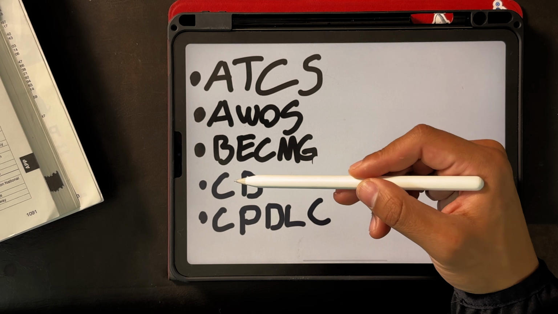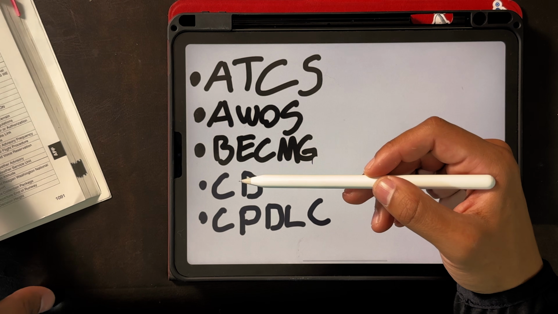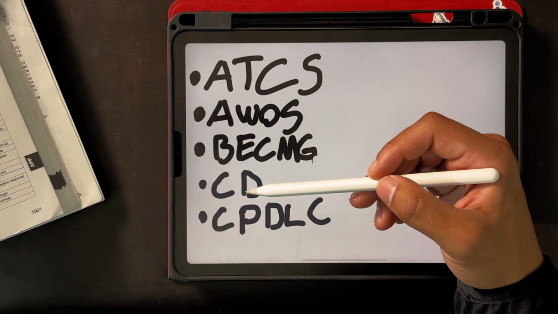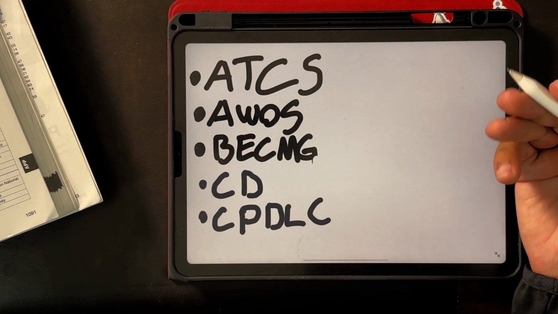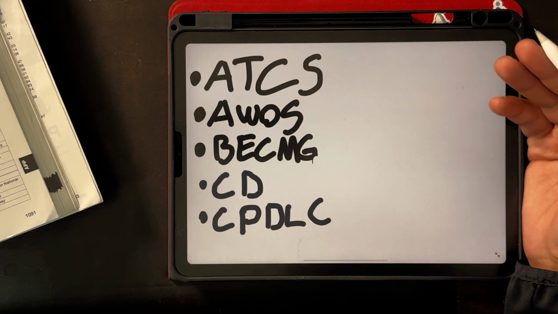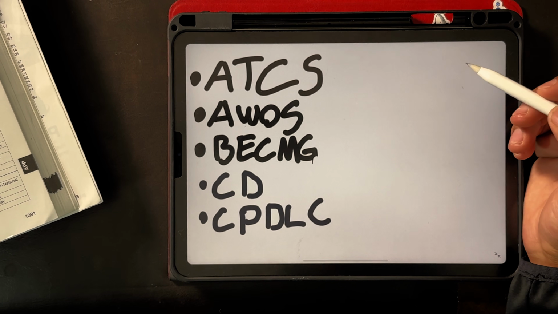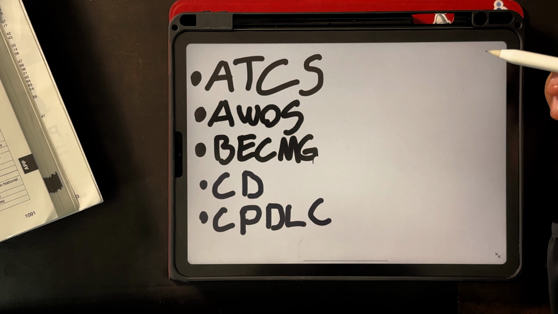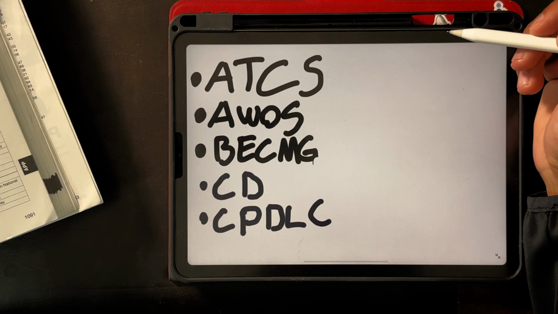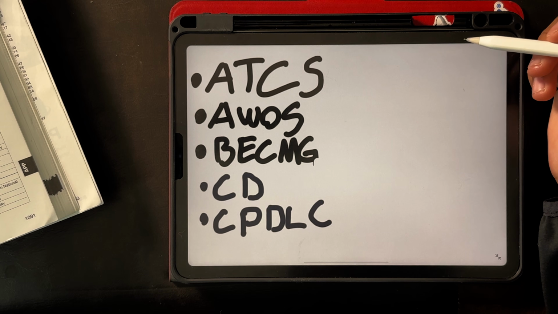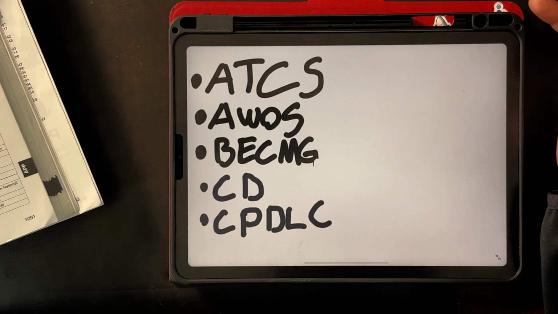CPDLC stands for, now let me make sure I get this right, Controller Pilot Data Link Communications. Essentially, it's messaging between, like text messaging basically, between pilots of commercial airliners and air traffic control. And it makes it way easier to send amended flight plans or just random bits of information.